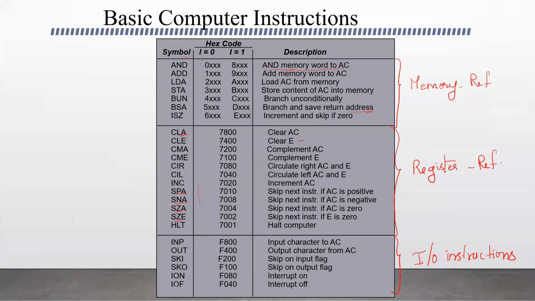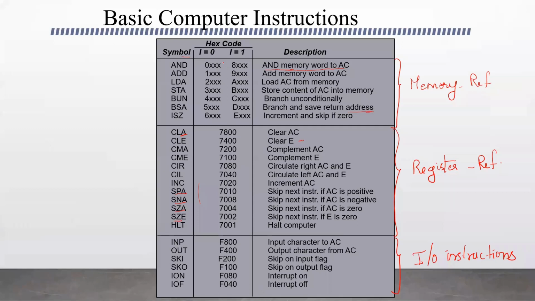And ION, interrupt on, and IOF, interrupt off. An interrupt is some event that terminates the execution of the instruction. So interrupt on is ION, and IOF is interrupt off. So these are the different instructions available in a basic computer.